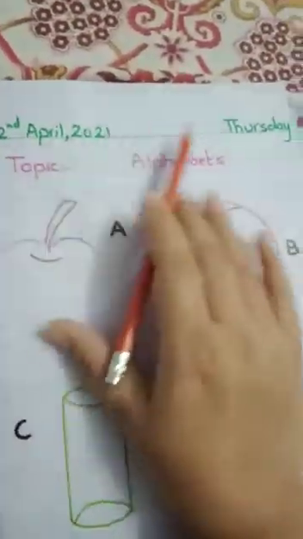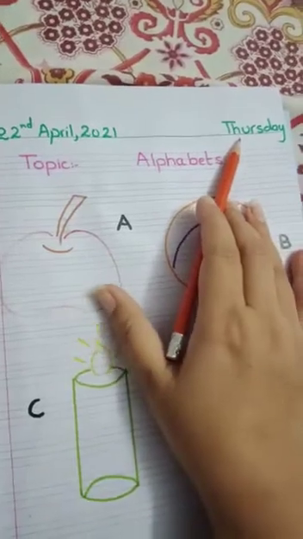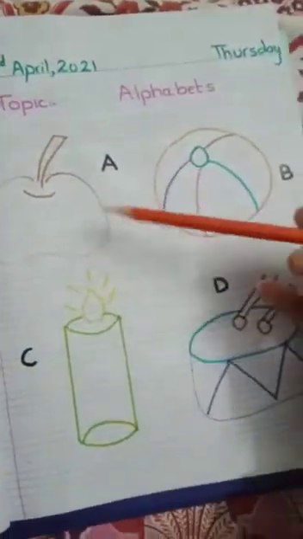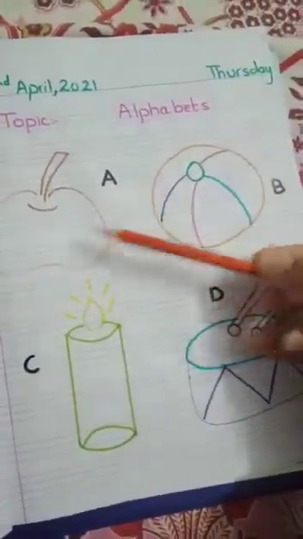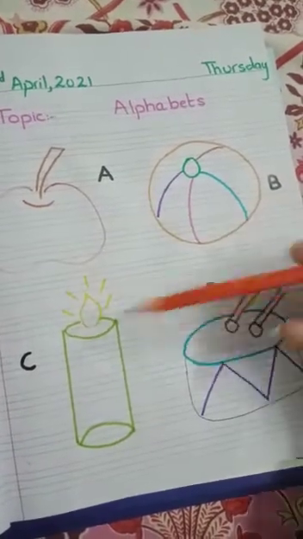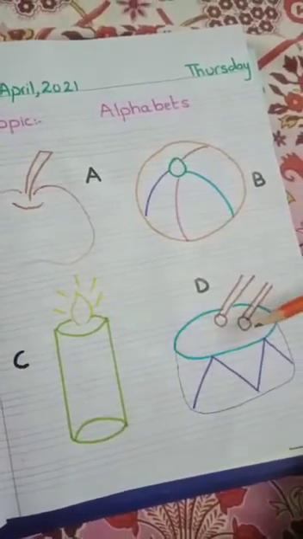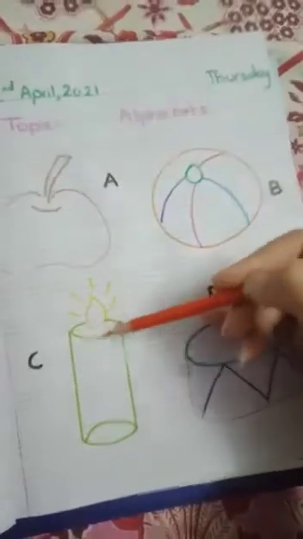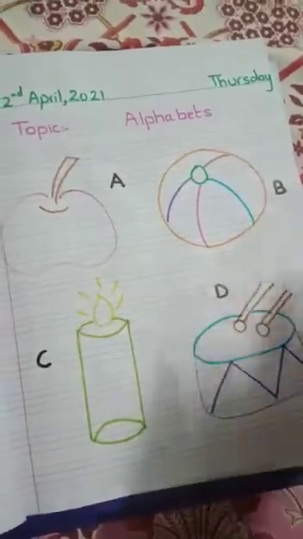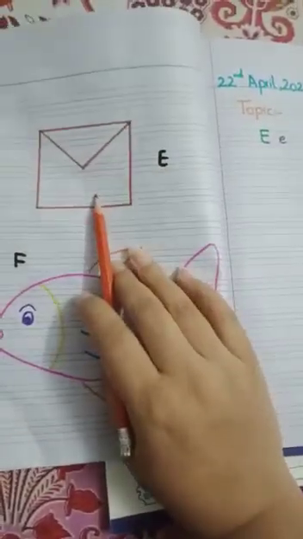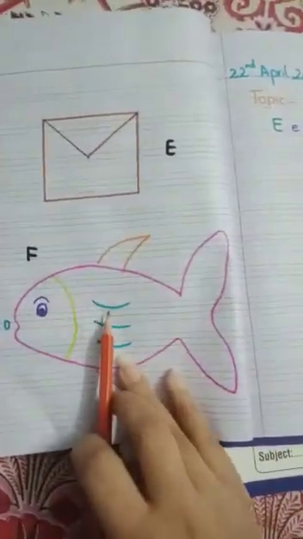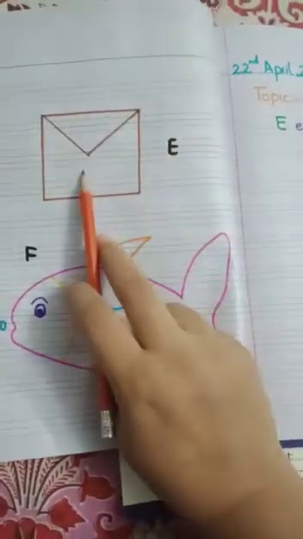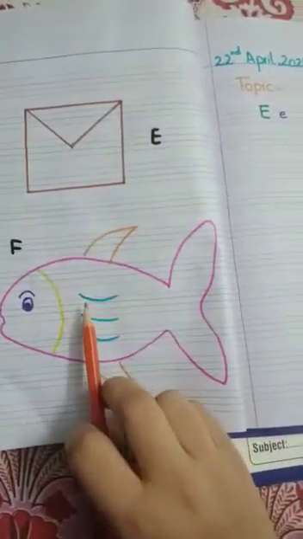What was the day? Thursday. Very good. And what is this? A for apple, B for ball, C for candle, D for drum. Again, A for apple, B for ball, C for candle, D for drum. Turn your page. E for envelope, F for fish. Again, E for envelope, F for fish.